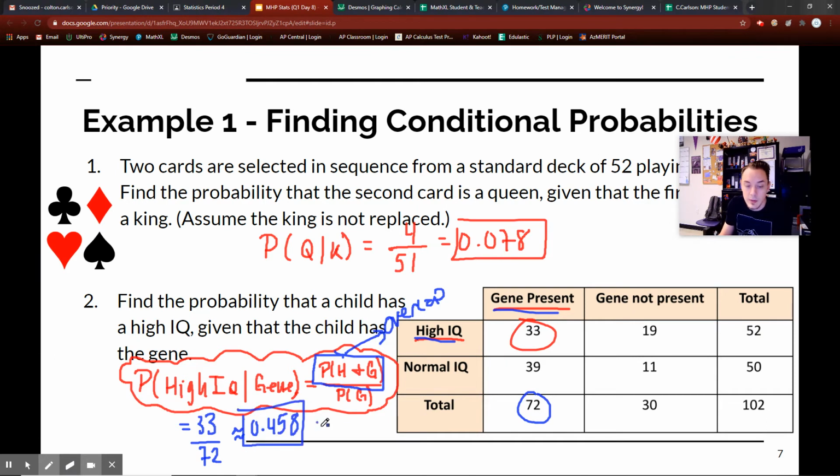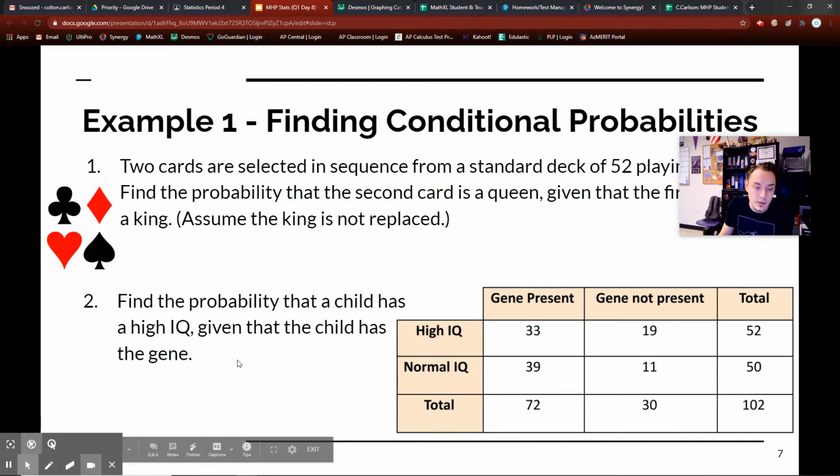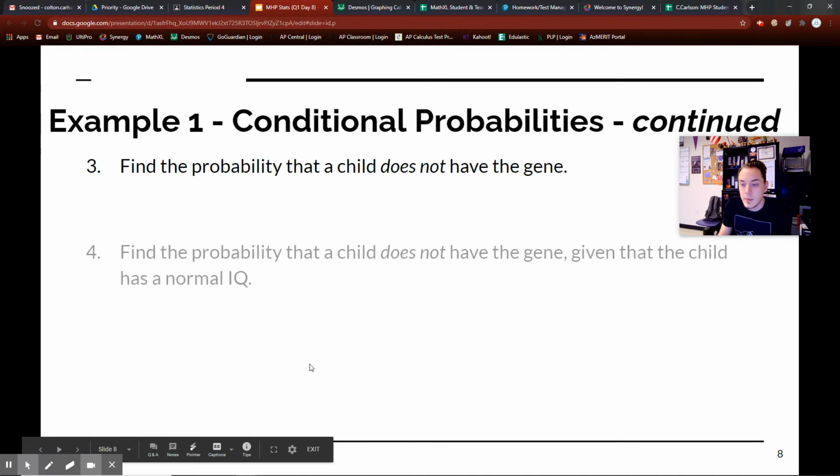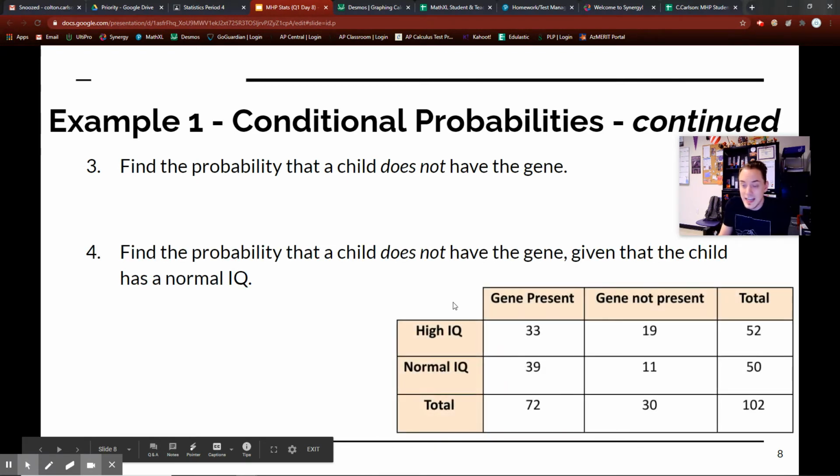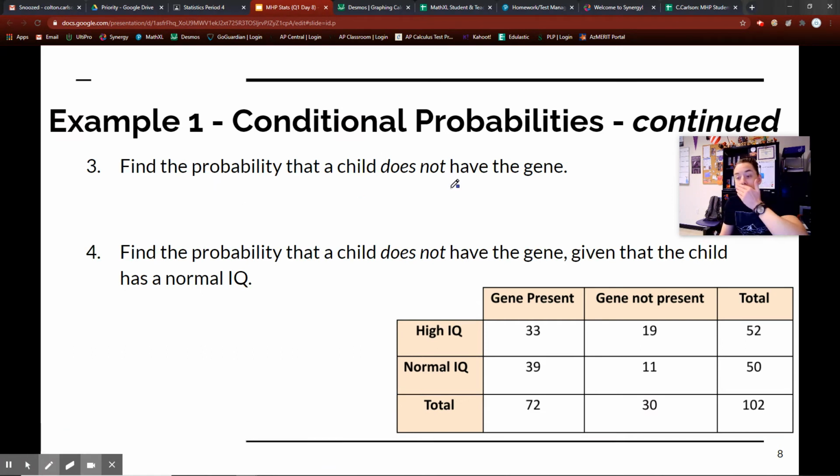And that's my probability. We're going to go through a lot more examples like this, so if that didn't quite make sense to you, that's okay. Just get it down. I'm going to erase, and then we're going to go through a couple more examples. I'm going to stick with this table. This table is the exact same table, but now let's use it for different kinds of problems. Find the probability that the child does not have the gene.